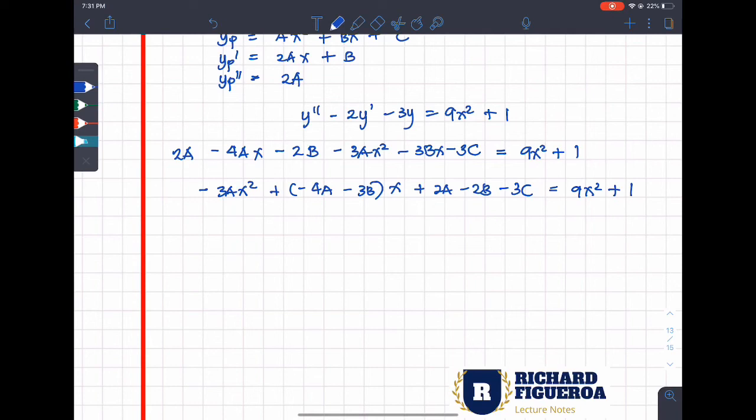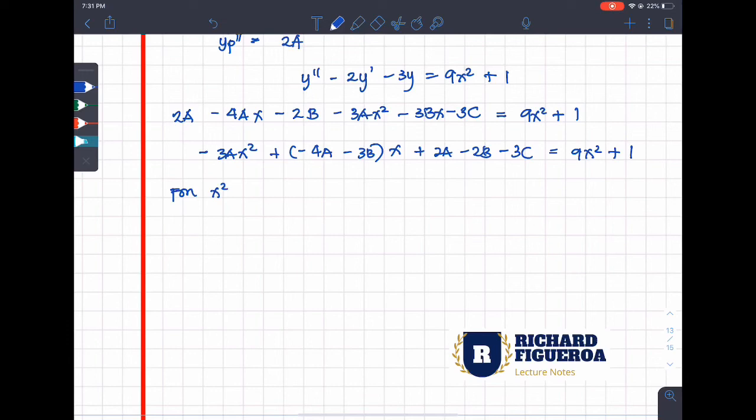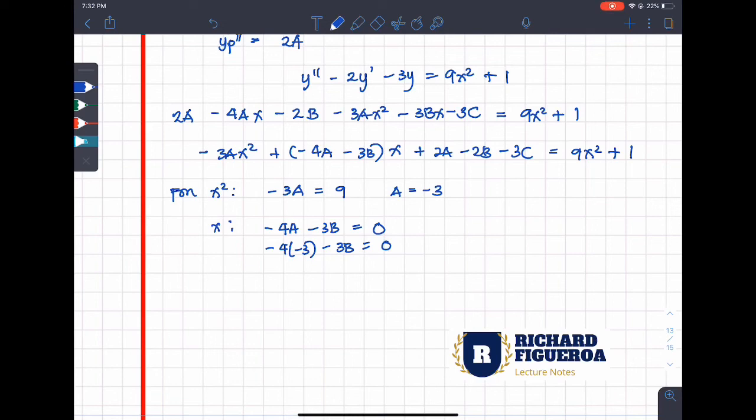So we can now equate those terms involving x squared. That would be negative 3a equal to 9, and that's a is equal to 9 divided by negative 3, so we'll have negative 3 for a. For those terms that involve x, we have negative 4a minus 3b equal to 0. Then for b, negative 4 times negative 3 is 12, minus 3b equal to 0. So 12 equals 3b, therefore b would be equivalent to 4.